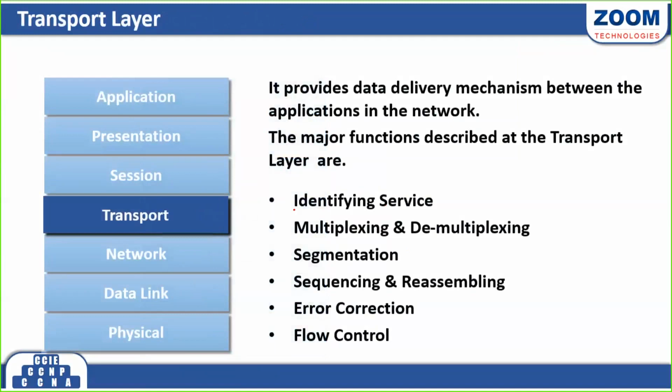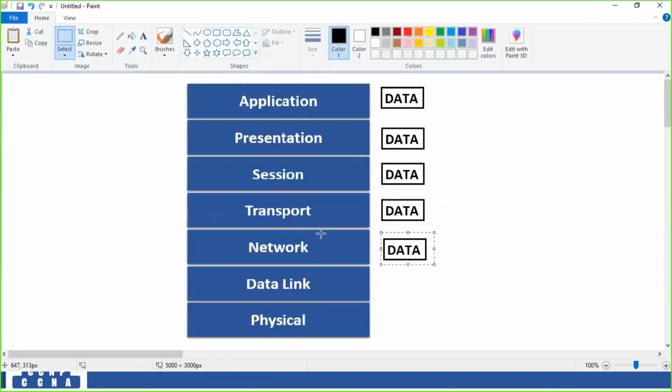So what is the first responsibility of the transport layer? Identifying service. Correct? So same question: out of 7 layers, which layer is responsible for identifying service? Transport layer, L4. But now the data is under which layer? Now the data is in the network layer. Can the network layer identify which service this data belongs to?